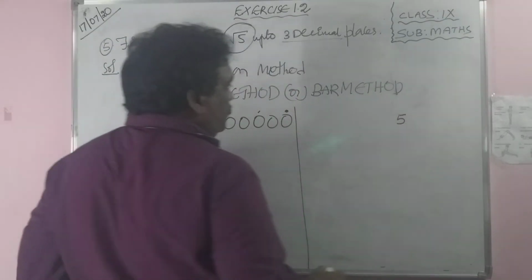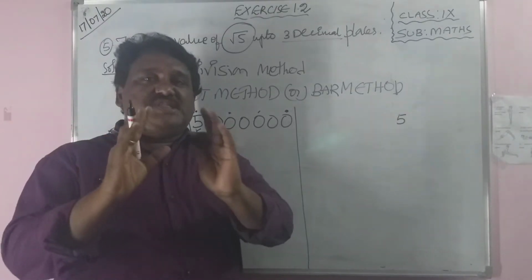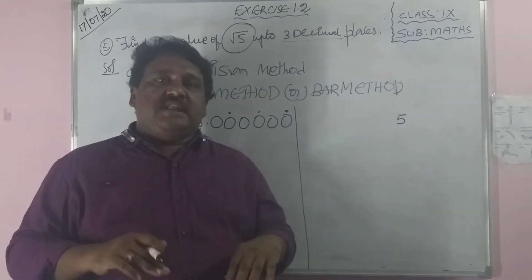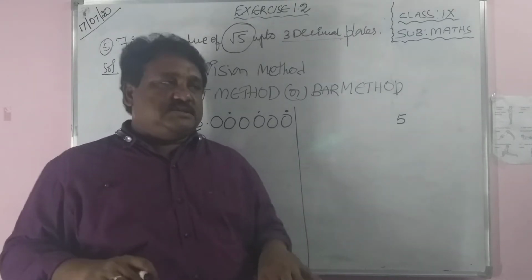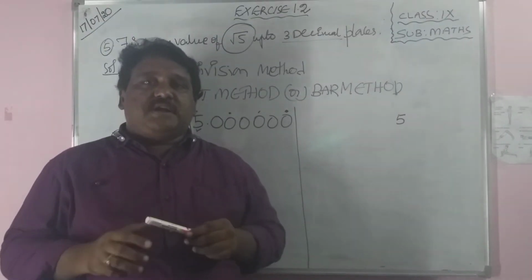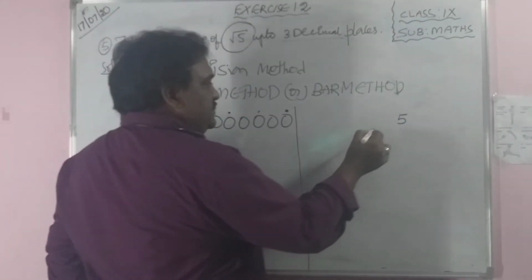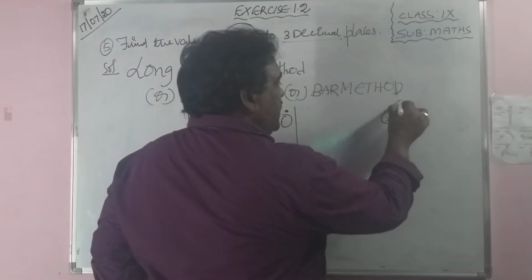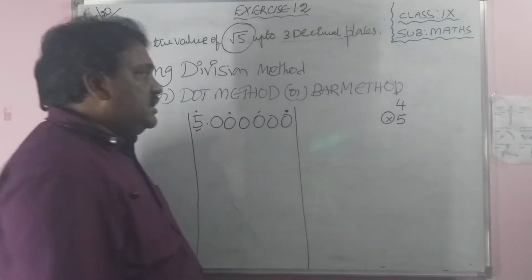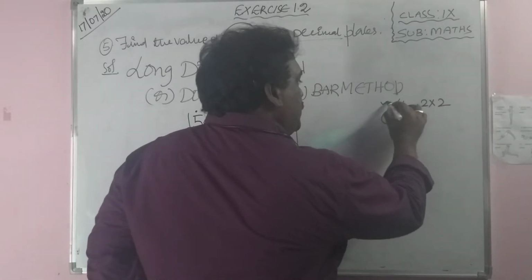My question for you. Can we write 5 as a product of two same numbers? Like 2 2s are 4, 3 3s are 9, 4 4s are 16. Like that. Can we write 5 as a product of two same numbers? Question yourself. So we cannot write. If it is not possible, take the nearest number which we can write. So 4 we can write. How to write 4? 2 2s are 4.